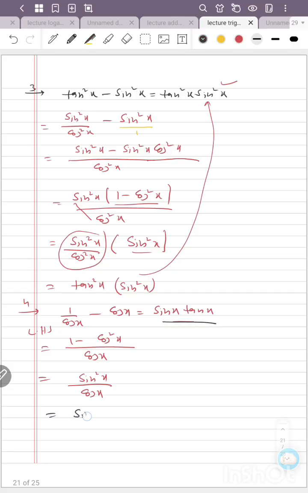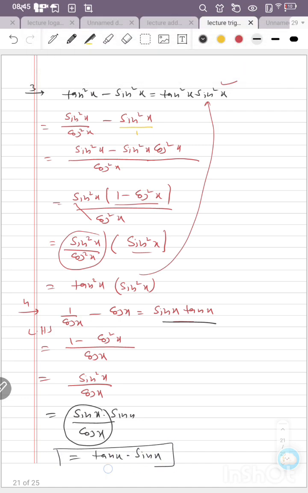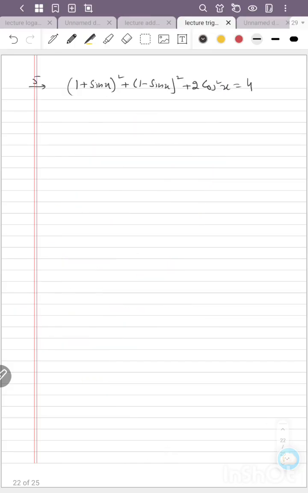So we have to write sin x into sin x. We have to split sin. So this sine over cos will be tan x, and this is sin x. We have to prove this one, tan x sin x, the right hand side. Okay, dear student, hopefully you have understood these questions. Now we have to solve this question, how to prove this identity.